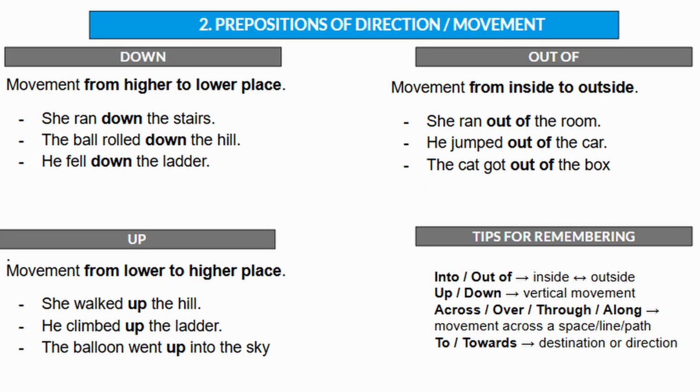Preposition of direction. Movement from a higher to a lower place. This is not along, but this is down, because we have talked already about along. Preposition of direction: down. Movement from a higher to a lower place. She ran down the stairs, means from upper to lower. The ball rolled down the hill. He fell down the ladder.